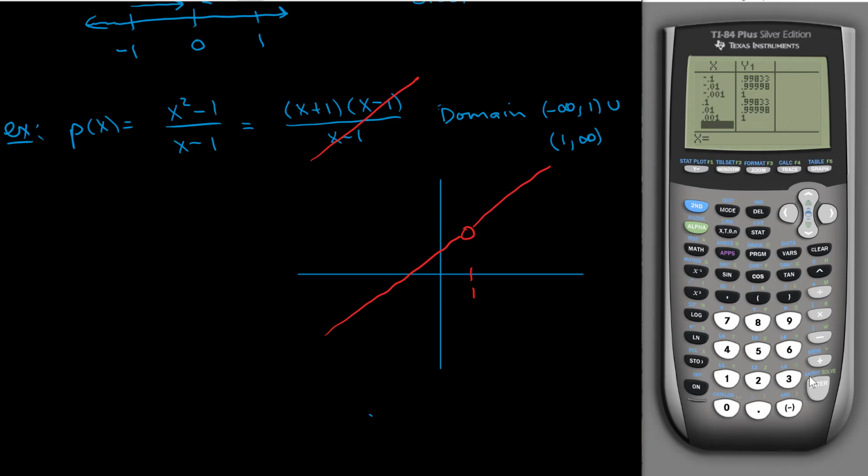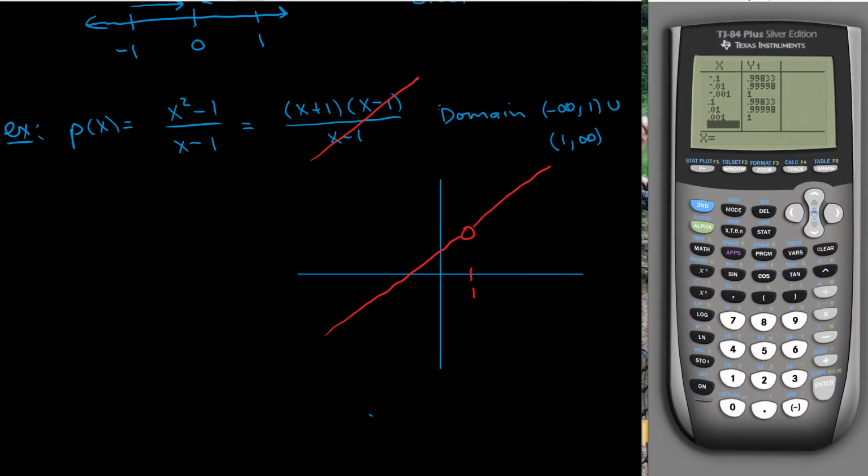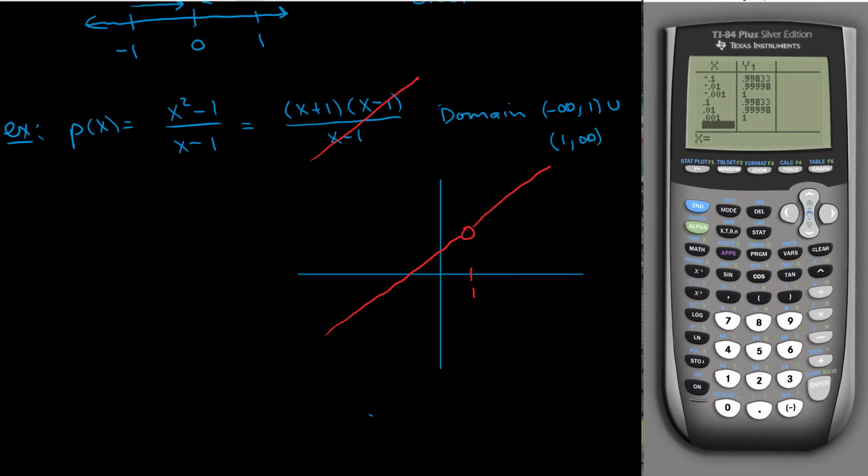However, the original function has the x minus 1 in the denominator, which then results in a domain where we're not allowed to use the value of x equals 1. So the graph that we actually get is going to be this graph with a hole in it.